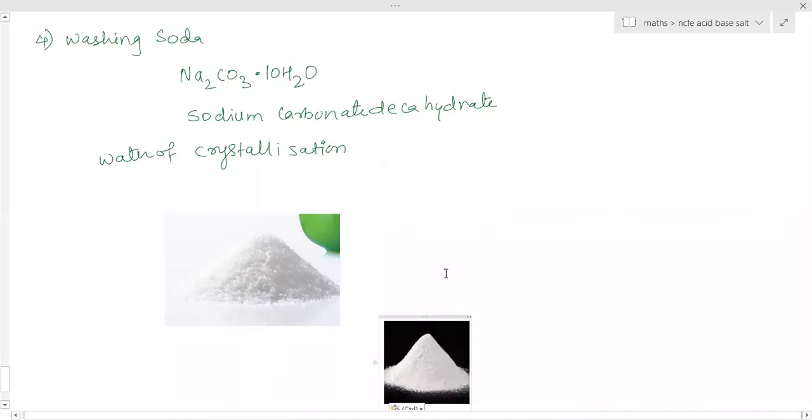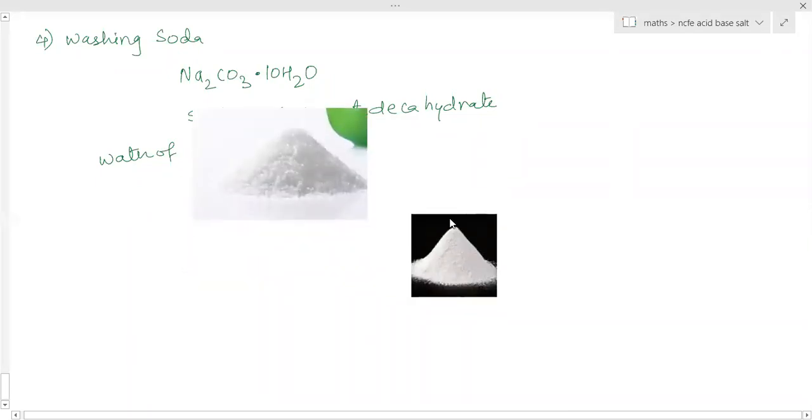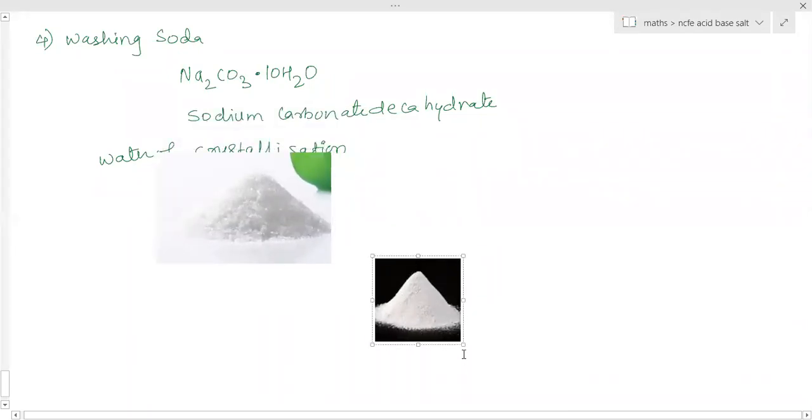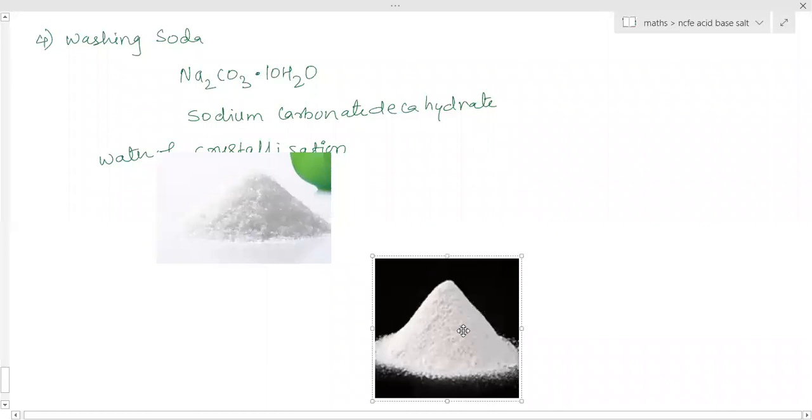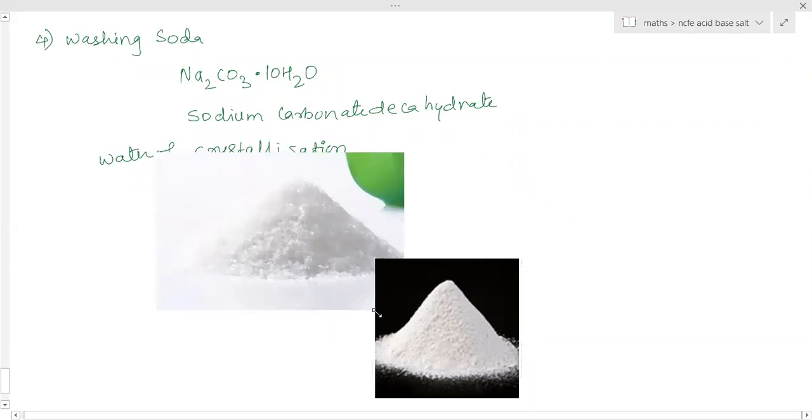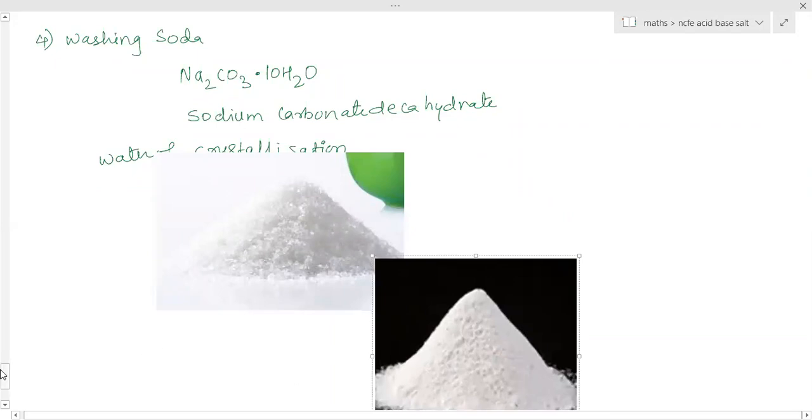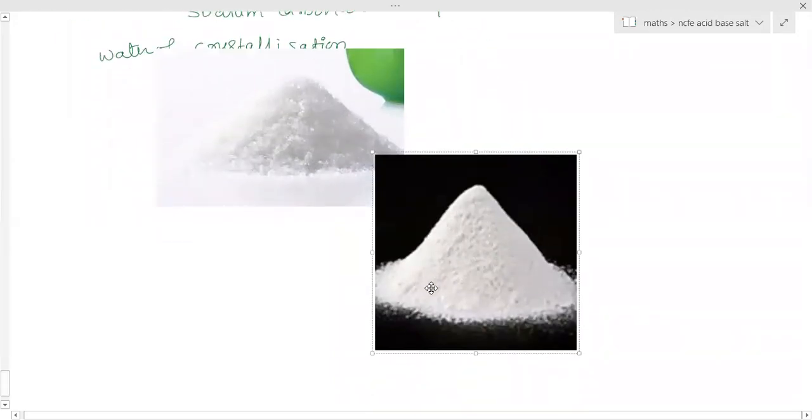So this is unhydrated. Are you able to see? This is the powdered form. You cannot see crystals here. Both are the same actually, but here you are not able to see the crystals. It is a white powder, like wheat flour, but in this case it is crystals. This is the main difference between having water and not having water.